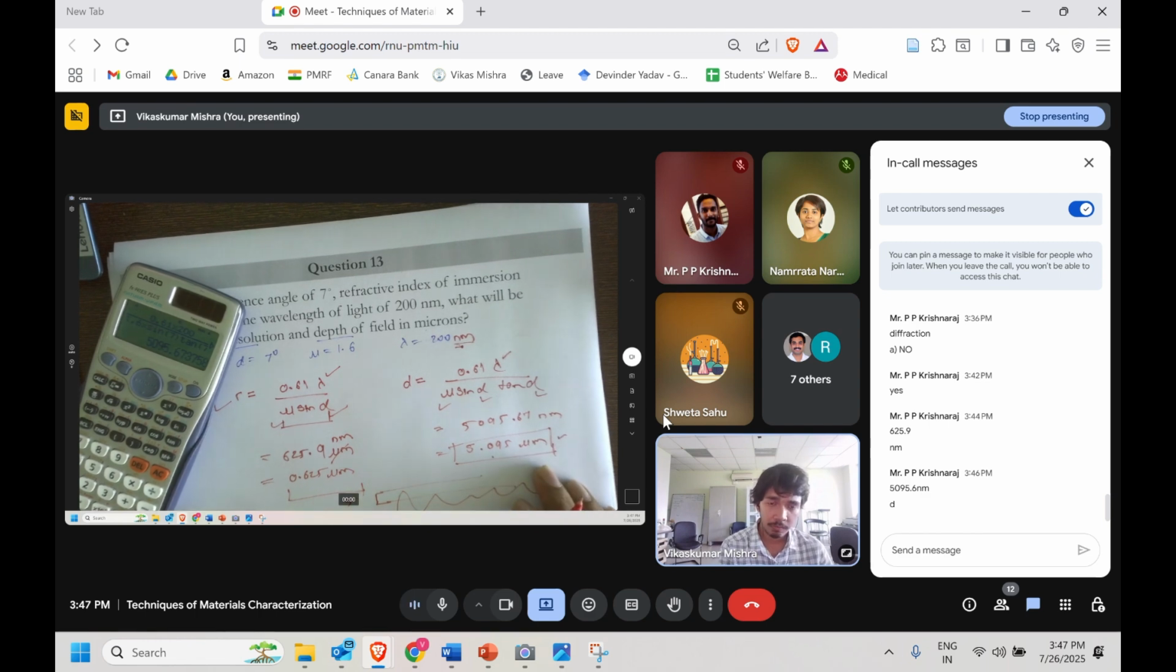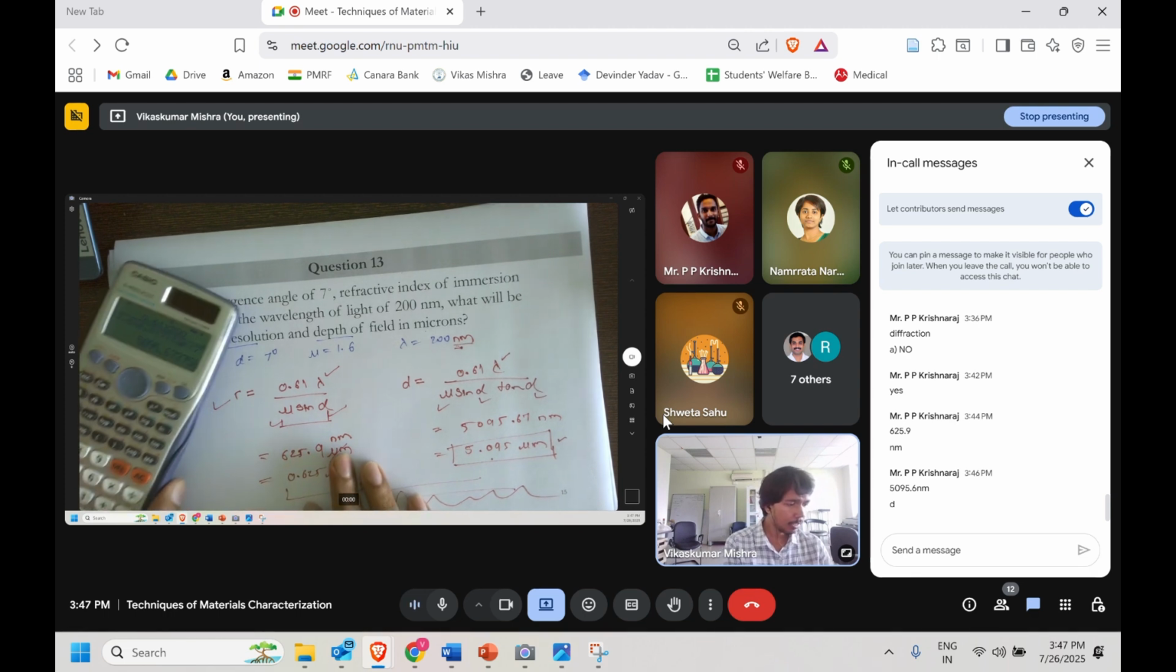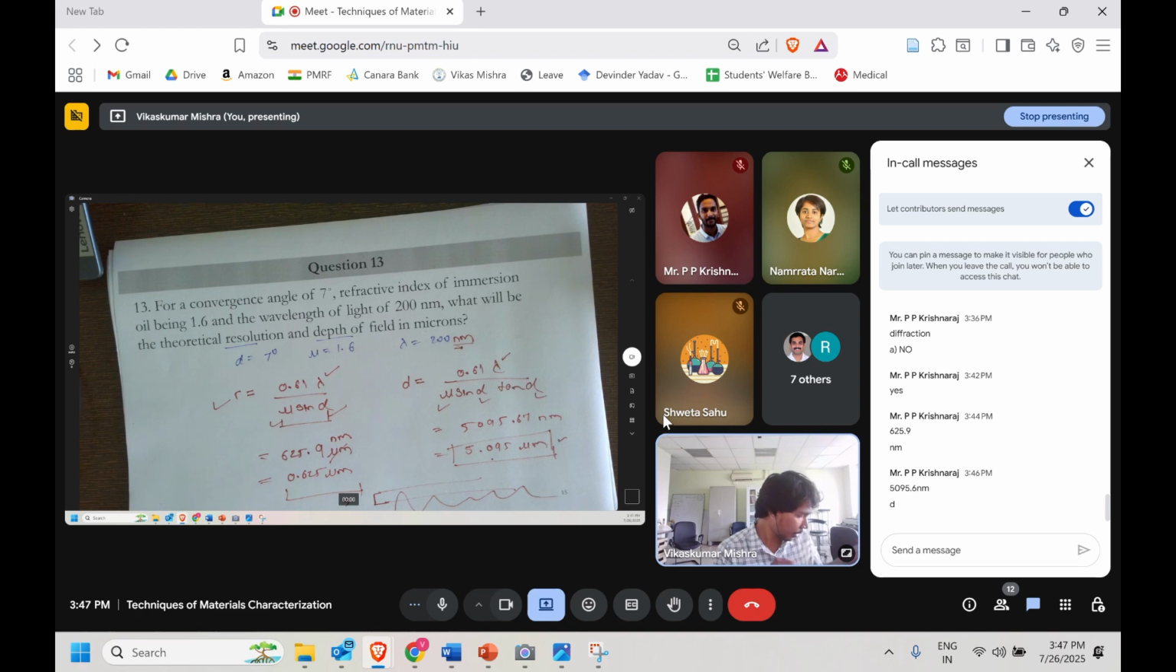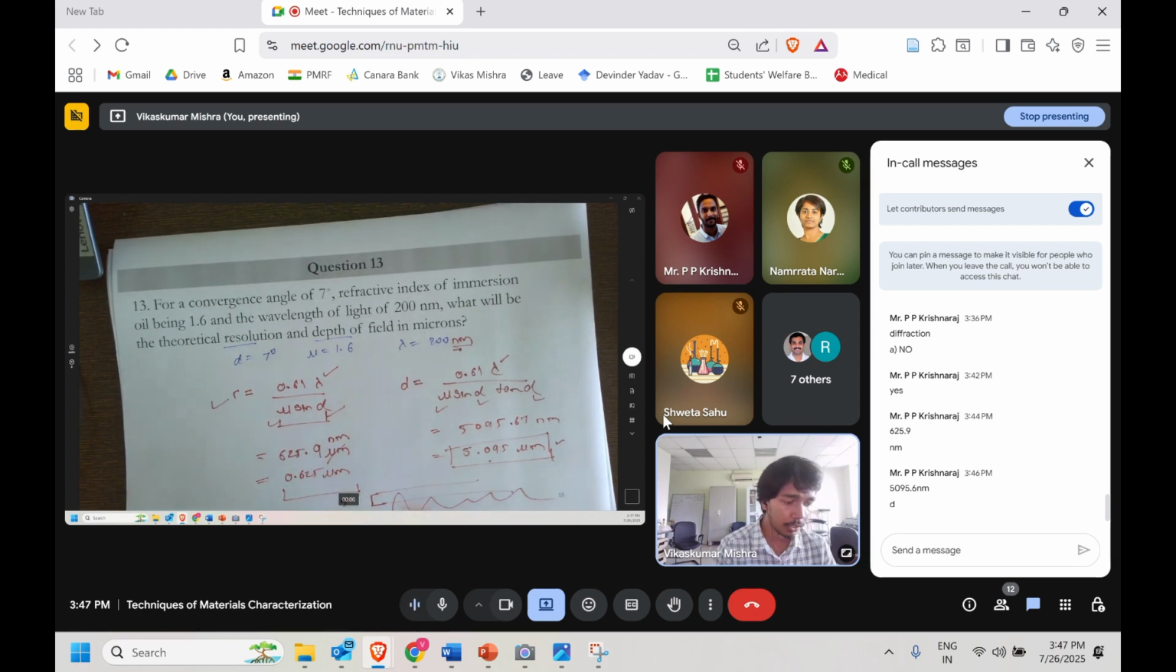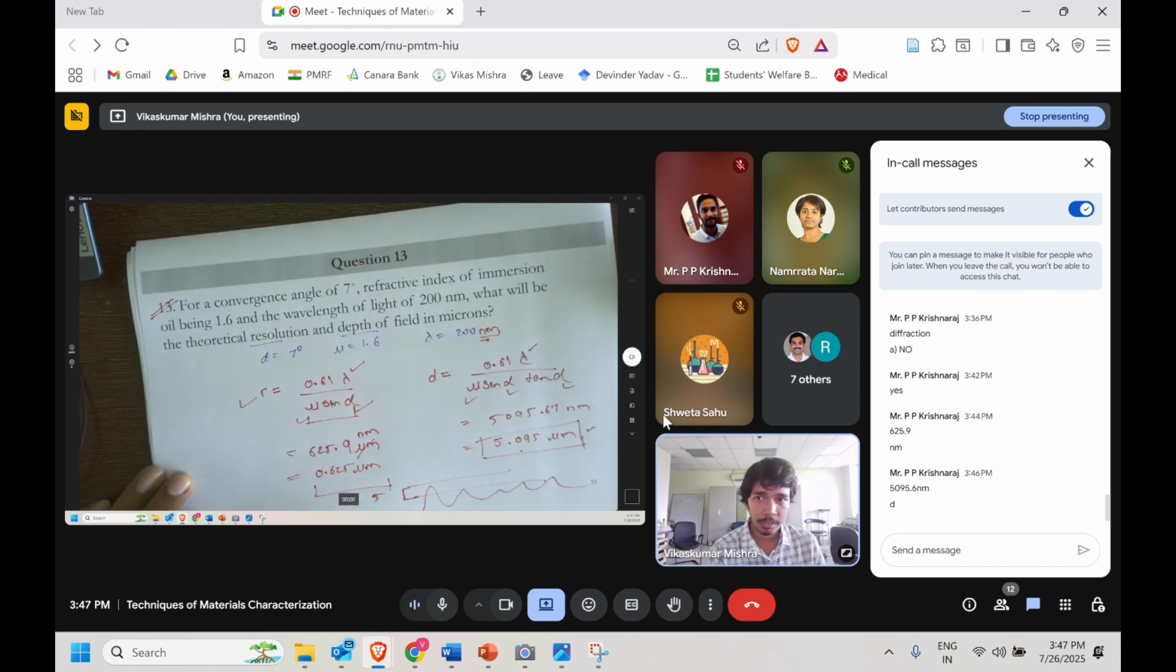This is the reason why we do the polishing at different grades. We make our specimen very flat, and then only we can do our work. In SEM, the depth of field is very high, and that's the reason you can take a fracture specimen, put it under the SEM, and be able to see it. So that's how we have solved question number 13.